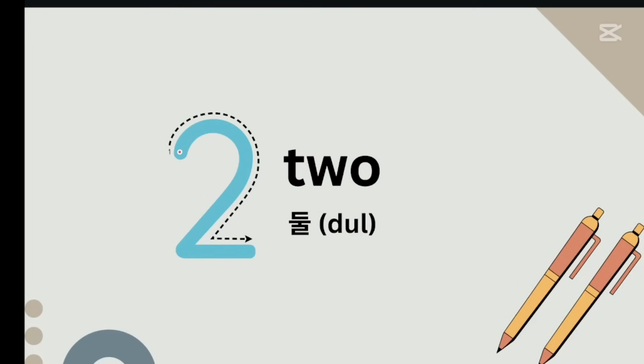So, next number, we have number 2. So, it's written like this. Letter T, W, O. 2. T, W, O. So, it's pronounced with a silent W, like 2.